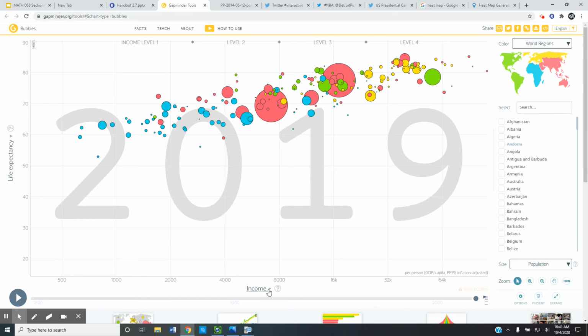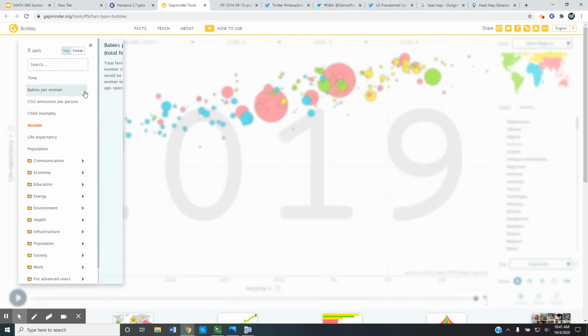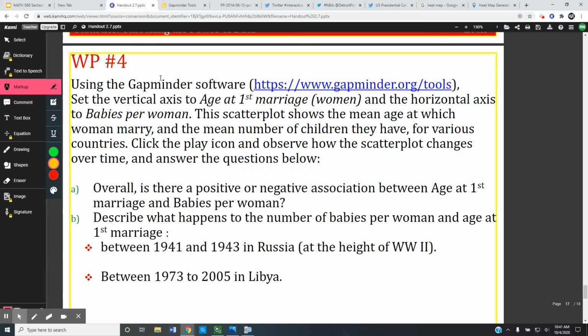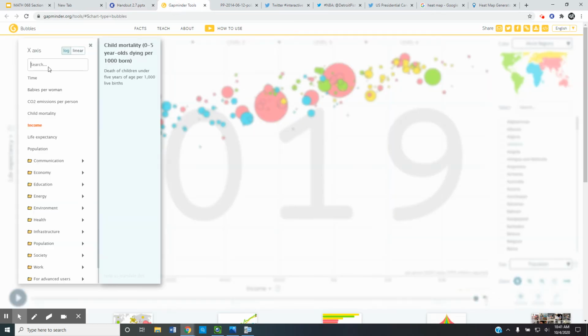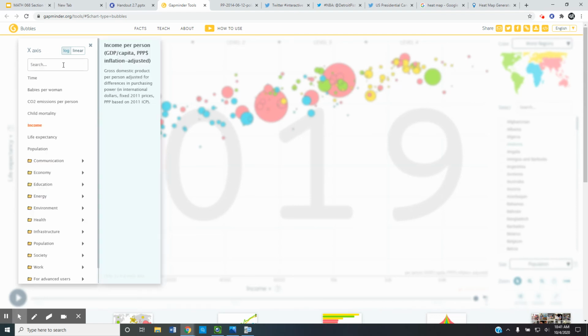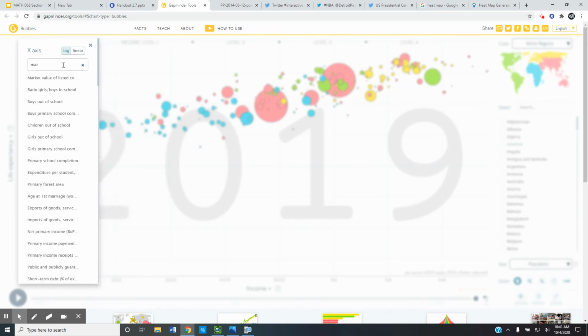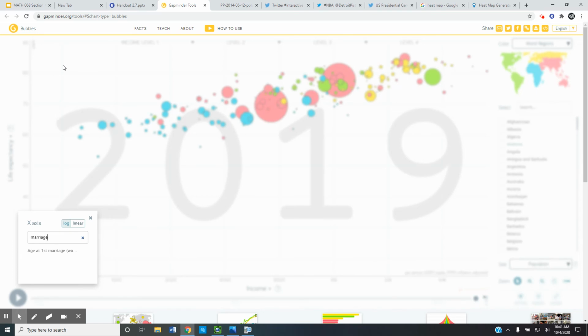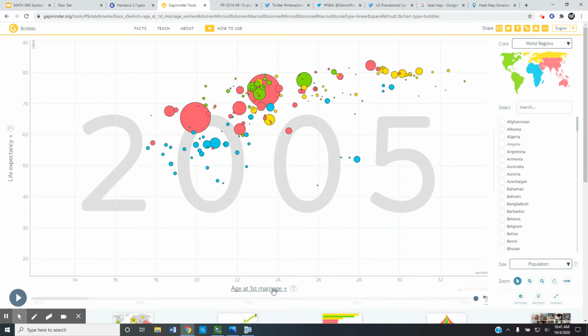So income is not what we wanted. If you remember, what it wanted from you was on the x-axis, age of first marriage. So I clicked on the x-axis, and if I go up here and I start typing in age, I'm looking for age of first marriage, and you'll be able to find that. And you might even be able to search it out easier if you do marriage. There it is. See it? It narrows it right down. It was the only one. So age of first marriage becomes my x-axis.